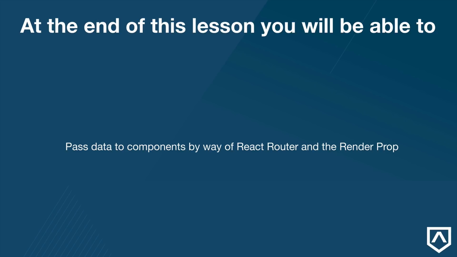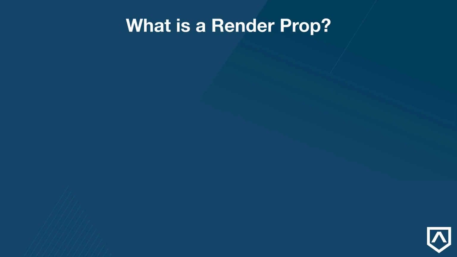So we're going to combine these two principles and we're going to leverage the power that the React Router API has given us to be able to pass data now to our components that we're rendering via route. But first, let's find out what a render prop is.